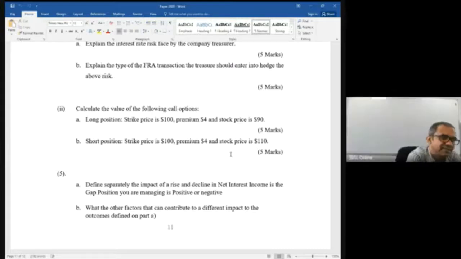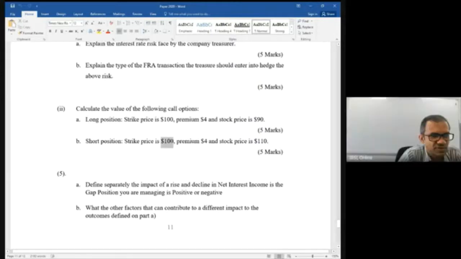What is the amount that the option seller has to pay to the option buyer? So anyway, he has to pay $10. Strike price is 100. This is a call option. Strike price is 100. Market price is 110. So what is the amount the option seller has to pay to the option buyer?